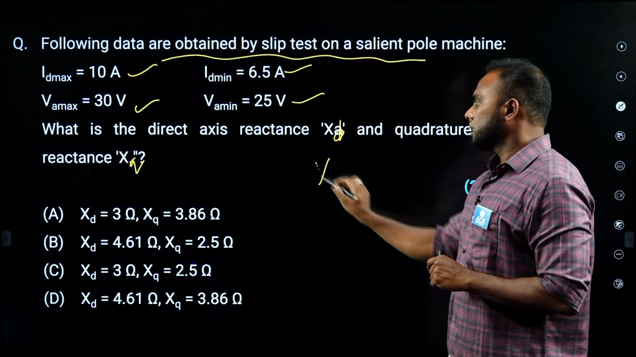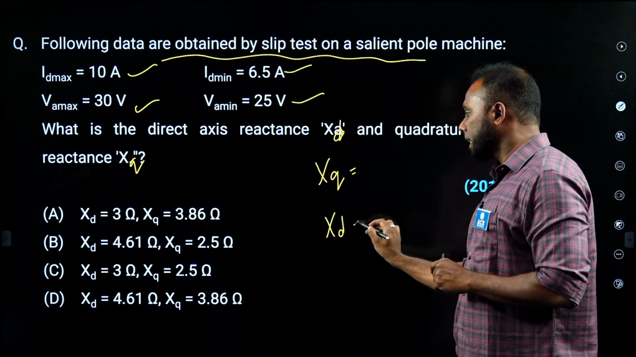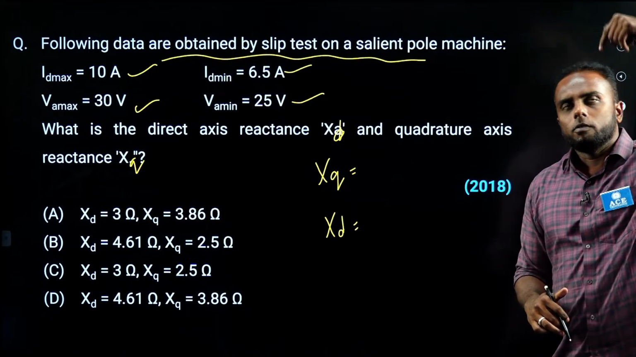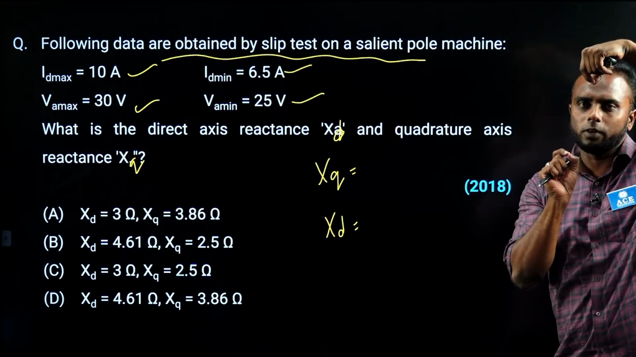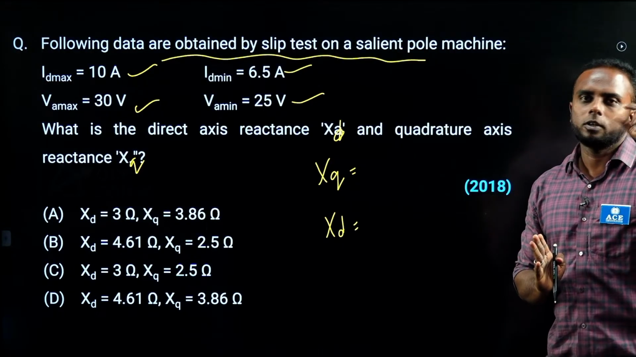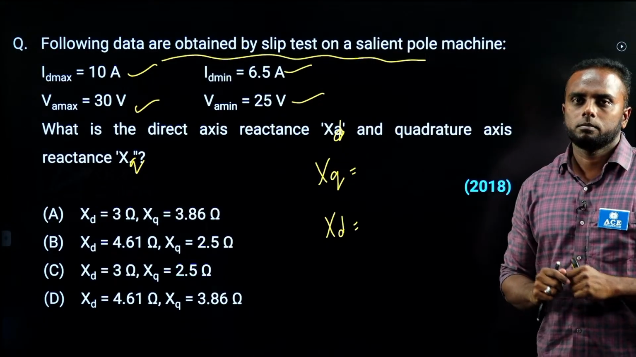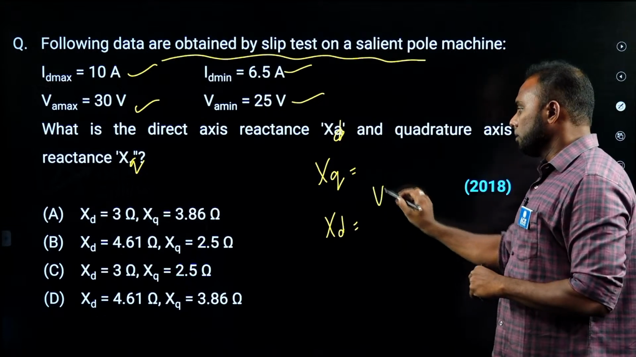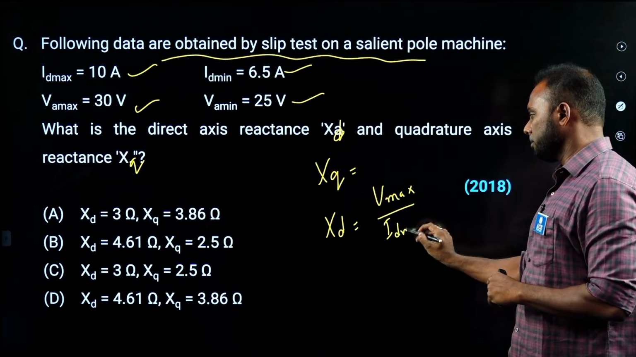What is the equation for XD? See, during direct axis alignment, the current required is always minimum, because whenever the armature flux aligns with the d axis, the air gap it sees is very small along the direct axis. If the air gap is minimum, the current required to establish the flux in that axis is very small, and the voltage will be maximum at that time. So XD is nothing but maximum voltage divided by minimum ID.